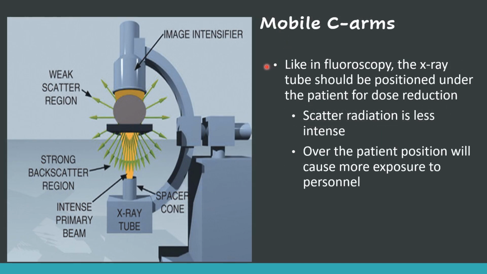Like in fluoro, the X-ray tube should be positioned under the patient for dose reduction. Scatter radiation is less intense at the top. Over the patient position will cause more exposure to personnel. So if we flip this around the other way, most of that back scatter, if the X-ray tube is above the patient, then most of the exposure will go to the personnel.